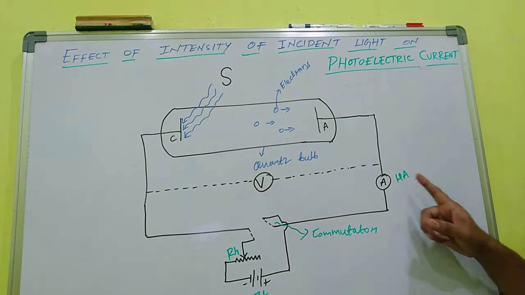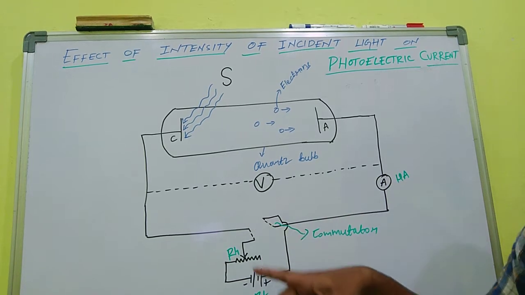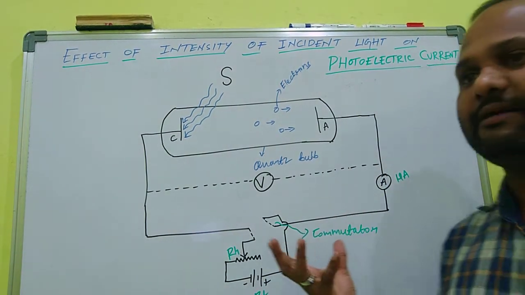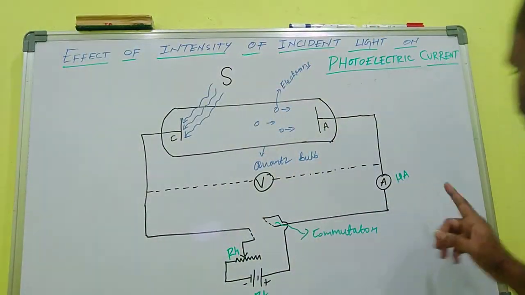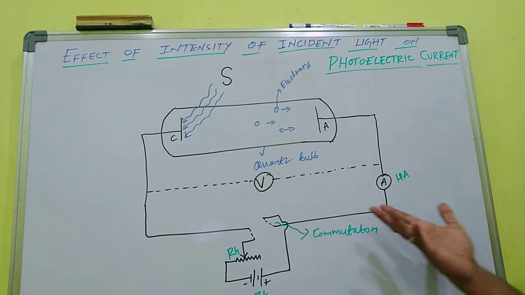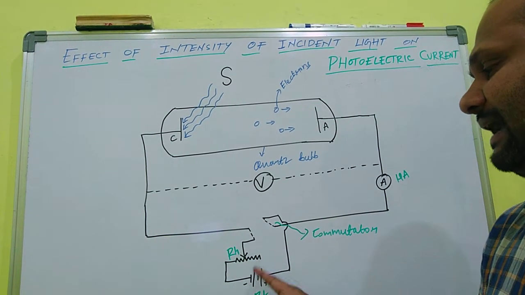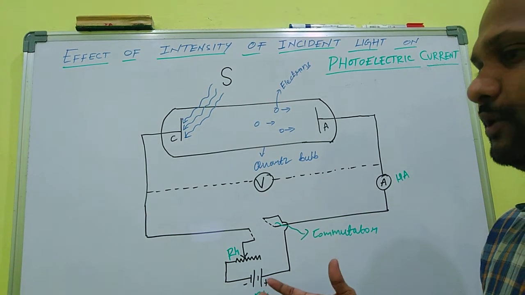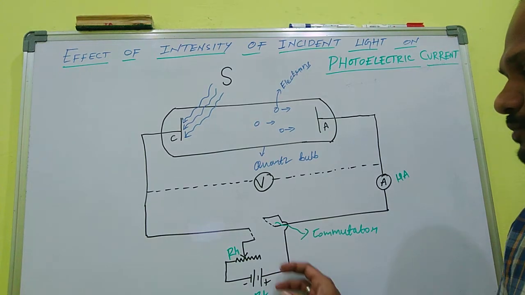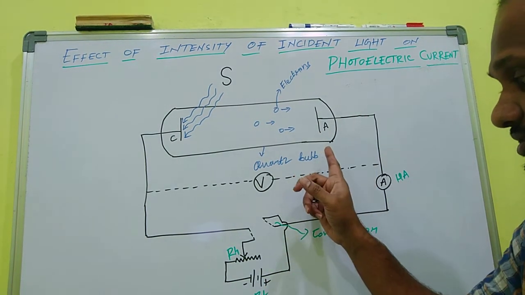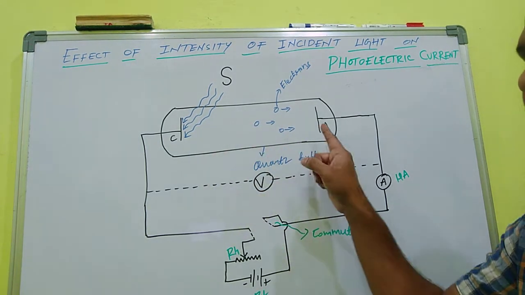The next is the ammeter. This ammeter is connected in series with the electrical circuit to know the amount of current flowing through the circuit. It should be measured in microamperes because only a small amount of current will be produced. This is a rheostat and this is a high tension battery which provides the potential difference, but the current produced is not due to the battery. It is due to the photoelectric effect.